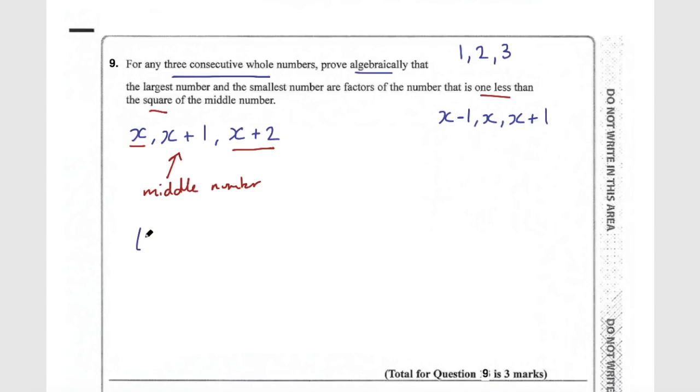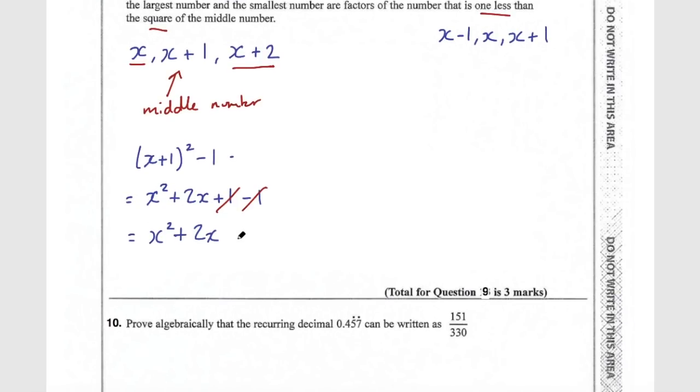Right, so let's just do that first. Let's take that middle number, x plus 1, squared, take 1, and let's expand this out and simplify it and see what we get. So let's expand these brackets here. So x plus 1 squared, that's going to be x squared plus 2x plus 1, and then we've also got that minus 1 on the end. So that plus 1 and that minus 1 actually cancel out. So we're left with x squared plus 2x. That is the middle number of my consecutive numbers squared and taking one away, which is x squared plus 2x.